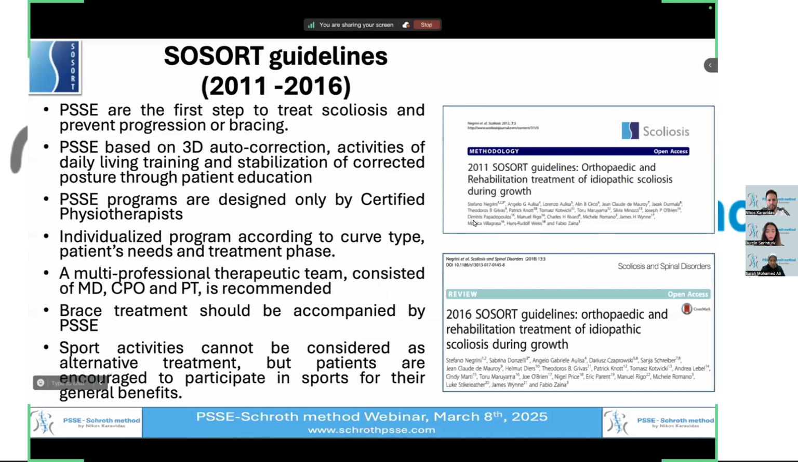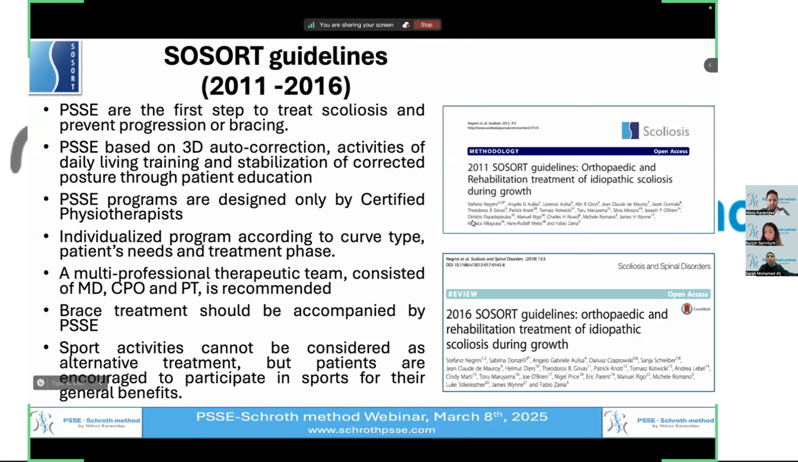PSSE, physiotherapeutic specific scoliosis exercises? These are, according to Saussure, the first step to treat scoliosis and prevent progression or bracing. These exercises are based on 3D autocorrection, activities of daily living training, and stabilization of corrected posture through patient education.